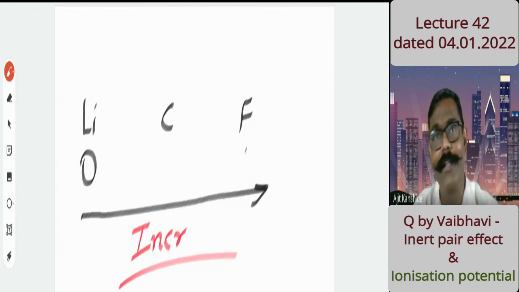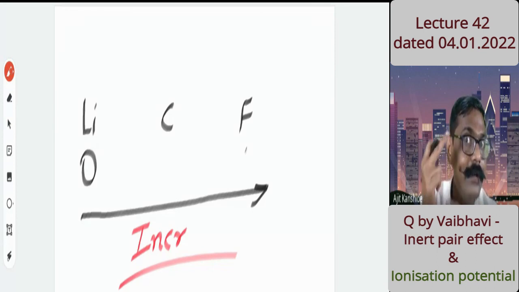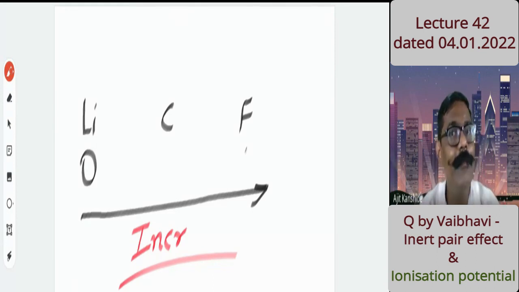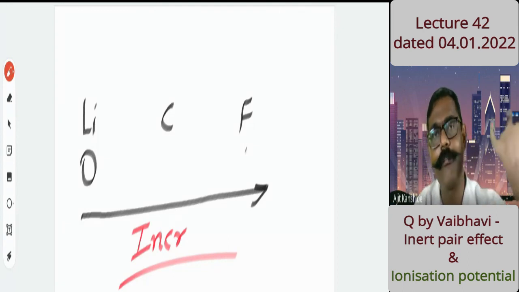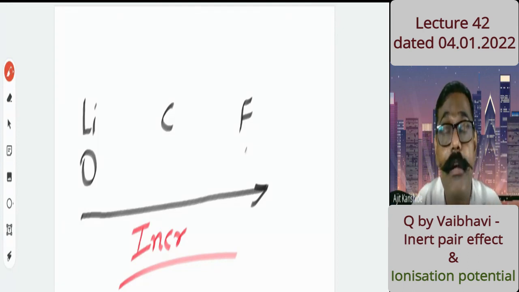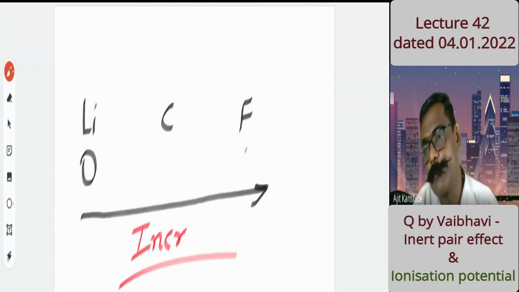Reason for that: first logic, always remember size. Second logic, keep in mind screening or shielding. And third logic, as usual, think whether attraction is increasing or decreasing. Accordingly, the result will be there. With the help of these three logical terms, you can answer how electron gain enthalpy varies, and how ionization potential, ionization energy or enthalpy of ionization varies. Is this point clear to all?